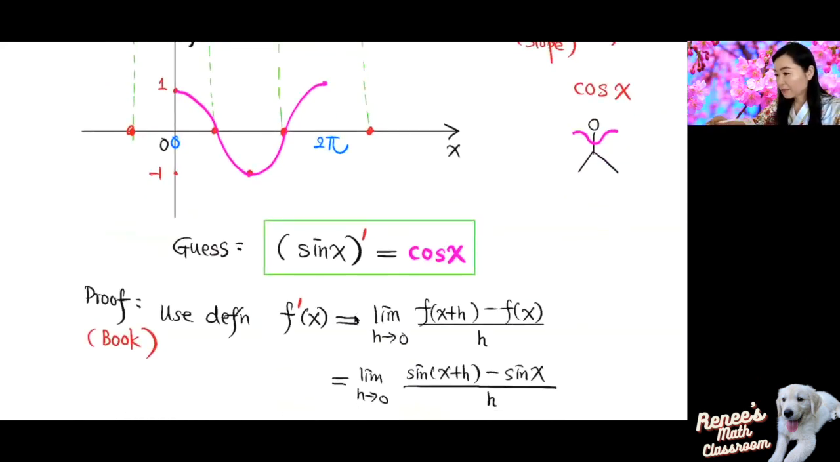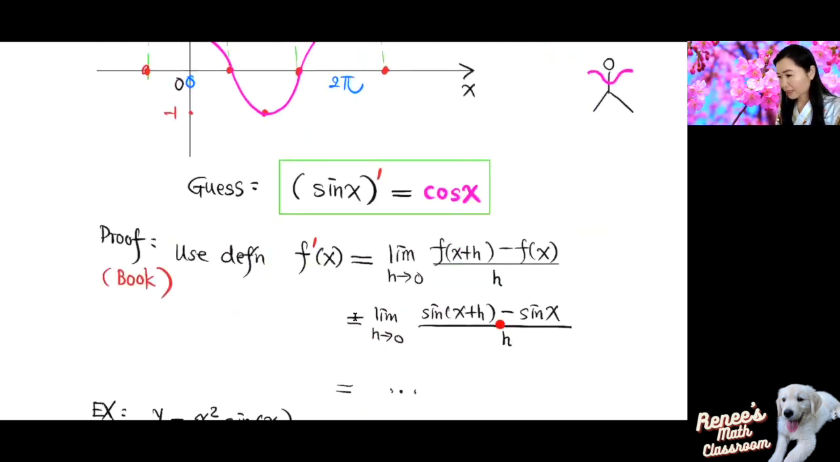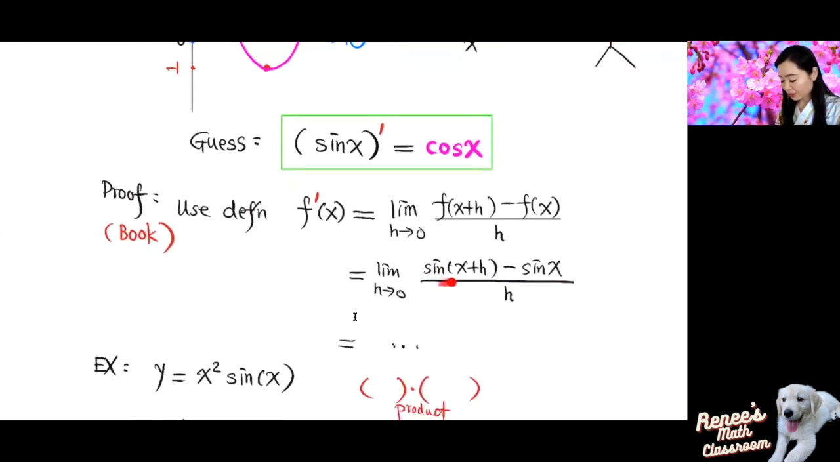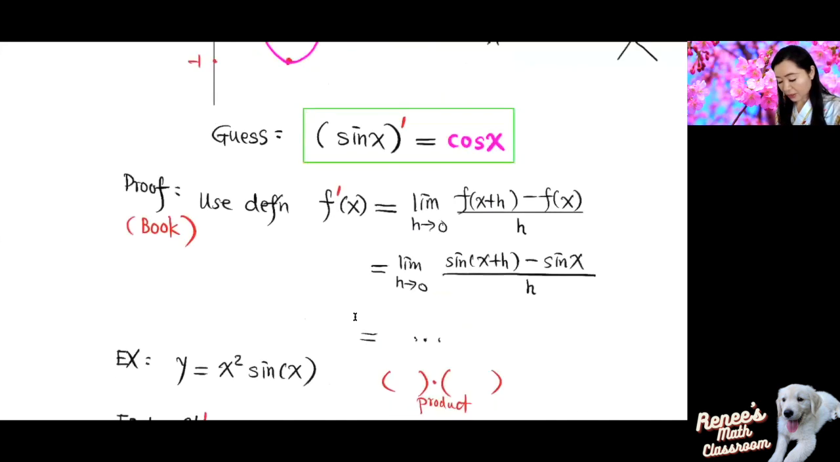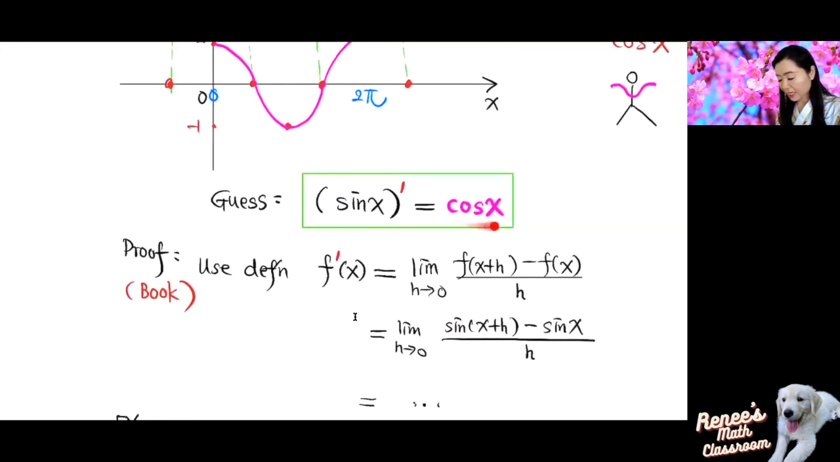Now we didn't prove it. We can actually prove this by using the definition of the derivative, the limit of this quotient. We have the limit of sine of x plus h minus sine x over h. Then we use the sum of angle formula, and you can take out sine x, etc. At the end, we're able to prove that it's equal to cosine x. The proof of this is in the book. So indeed, the derivative of sine x is equal to cosine x.